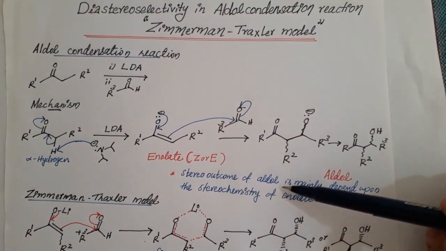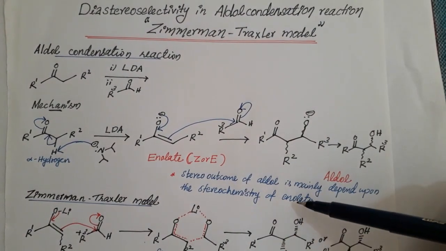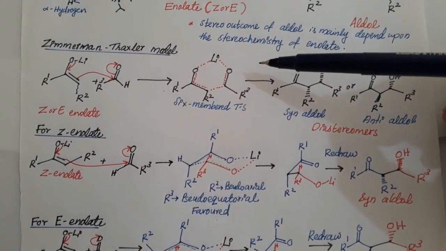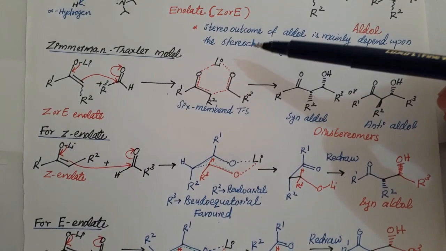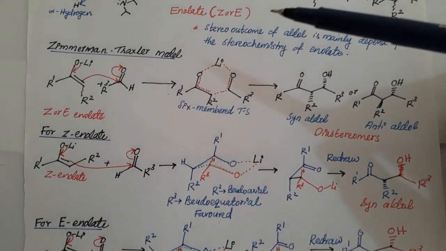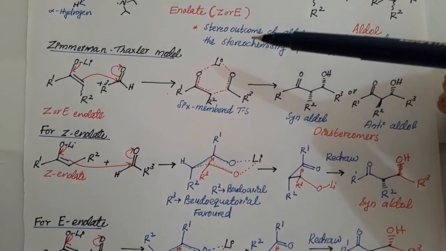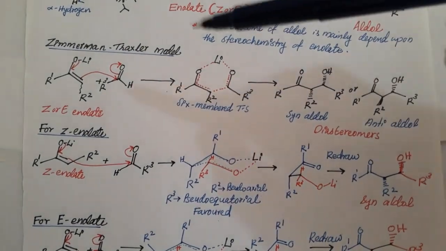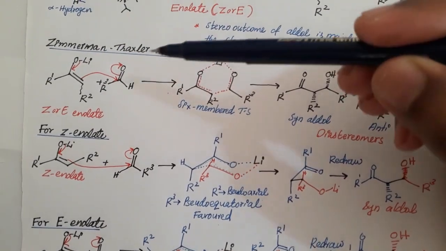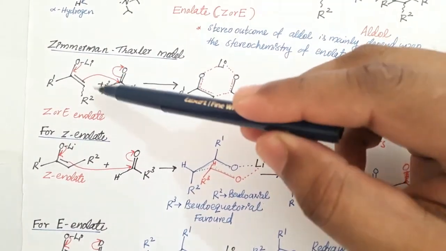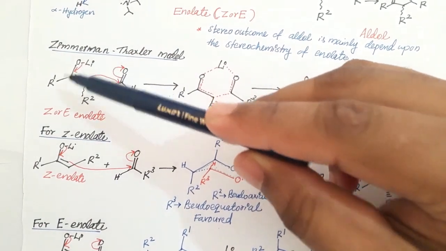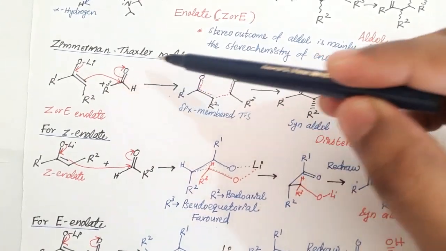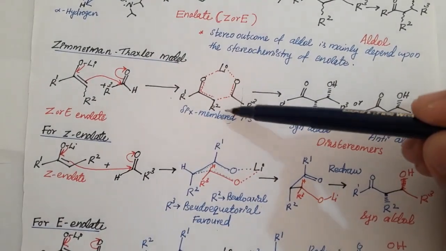The stereo outcome of the aldol is mainly dependent upon the stereochemistry of the enolate. So in this diastereoselective aldol condensation reaction, the stereo outcome depends on whether it is a Z or E-enolate. When we move on to the Zimmerman-Traxler treatment, first of all, this is the enolate, which can be either Z or E. Shift, attack, and you will end up with a 6-membered transition state.